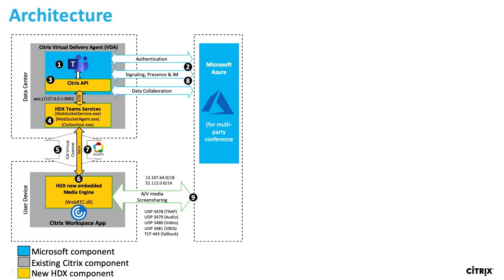The important part is that the audio, video, and screen sharing are offloaded from the VDA to the endpoint. The Workspace App Media Engine will then establish either a peer-to-peer call or a conference call directly, bypassing the virtual apps or virtual desktops server. So in this manner, we achieve much better efficiency on user density on the VDAs.